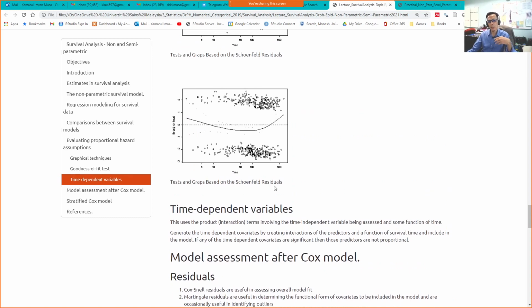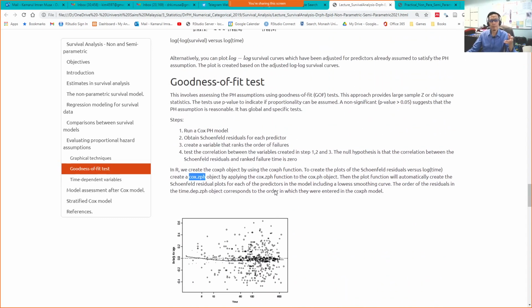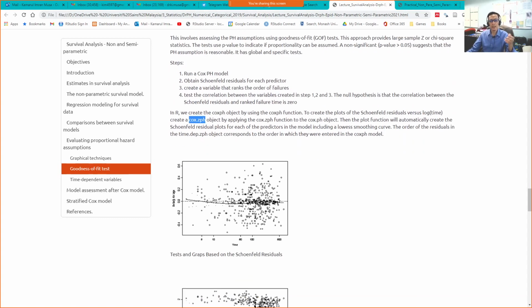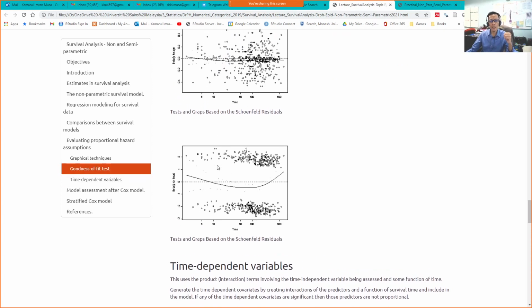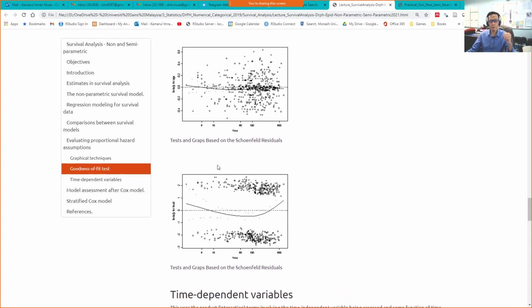Which one do I prefer? I think I prefer the goodness of fit test. For example, by using cox.zph, I can get the global analysis of the PH assumptions. I can use that to also plot the beta against the time based on the Schoenfeld residuals.